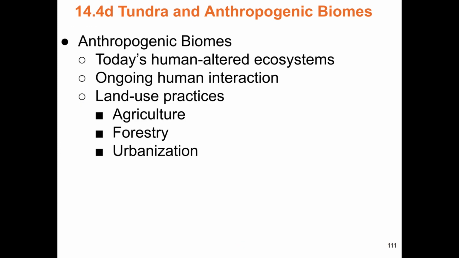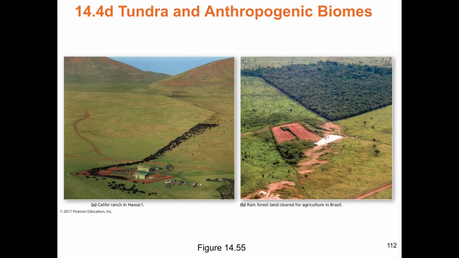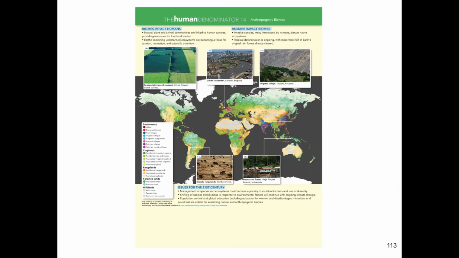Tundra, and then anthropogenic biomes, humans for agriculture, for forestry, for cities, all those we've modified a large portion of Earth's surface. That's pretty much it for the too long didn't read.